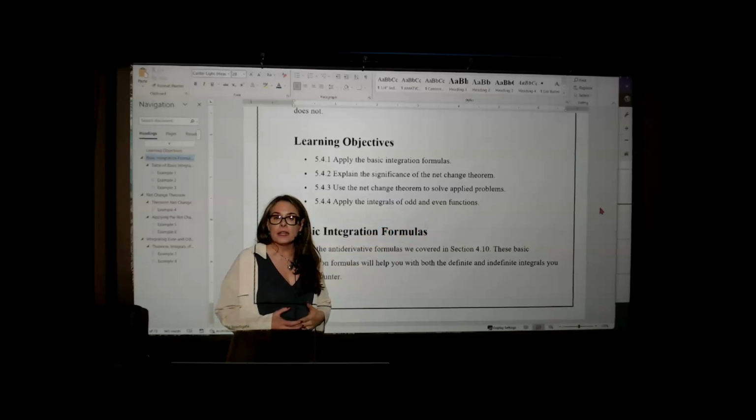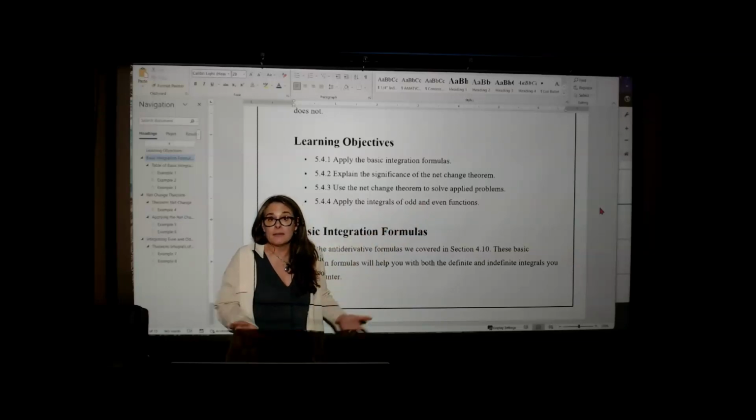Remember that odd means that it's origin symmetric. If you replace x with negative x, you get the opposite of the original function. These are functions such as x cubed and sine of x. Even functions are ones where if you replace the variable x with negative x, you get the same function back. These are functions that are y-axis symmetric. Functions like x squared, x to the 4th, or cosine of x.